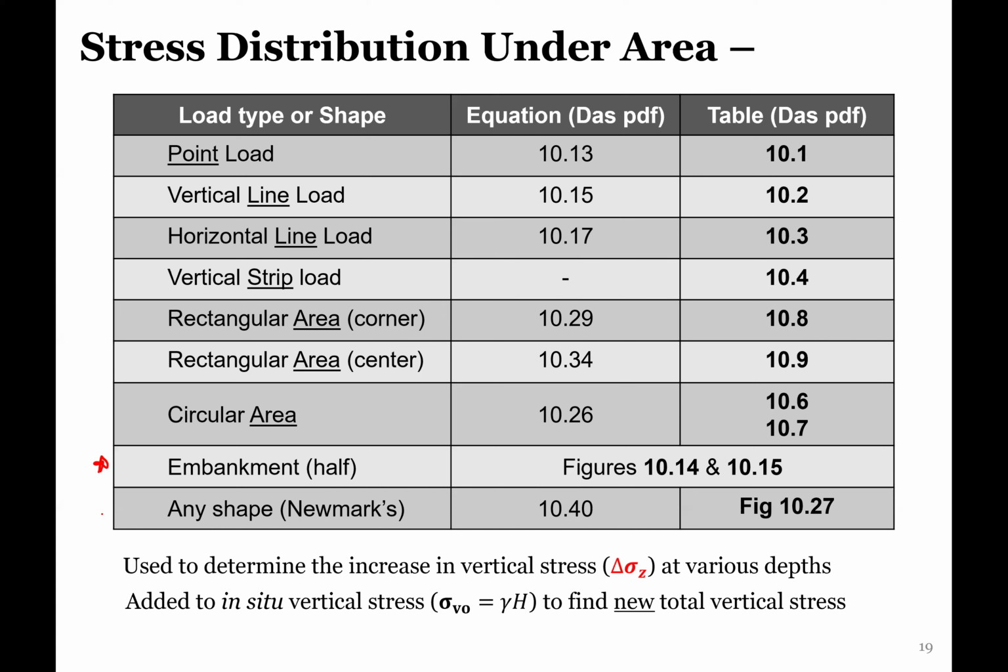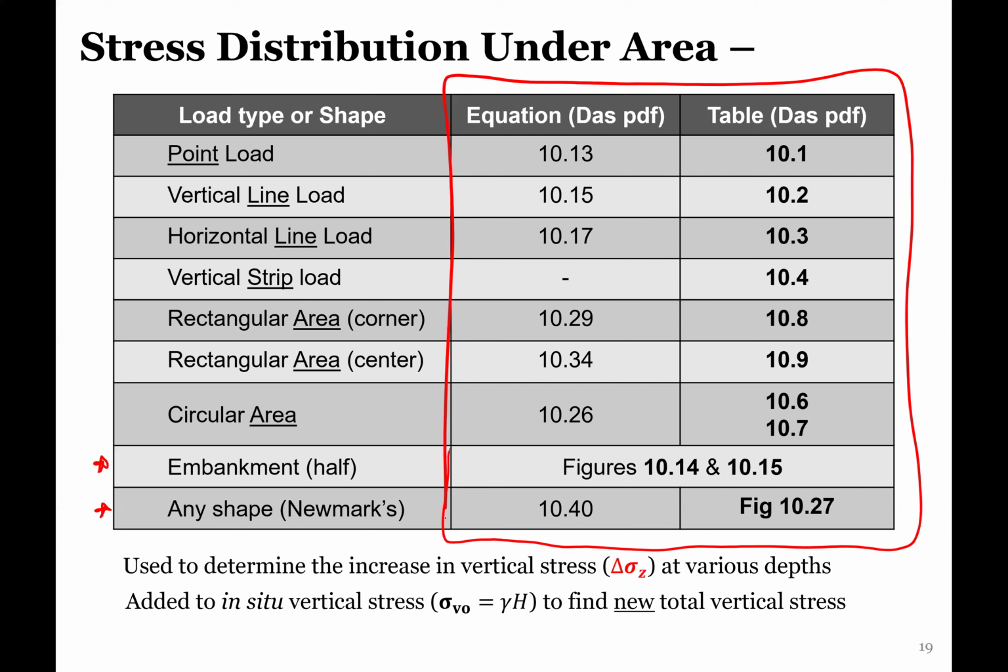So we have these now. This is the whole gamut of increase of vertical stress: increase of vertical stress due to point load, vertical line load, horizontal line load, vertical strip. All of these you can find in your textbook chapter 10 pages that I've posted on Canvas. You can download and keep those and bookmark these. Print them out, keep them as a notebook just in case you might need this in the future in your career.